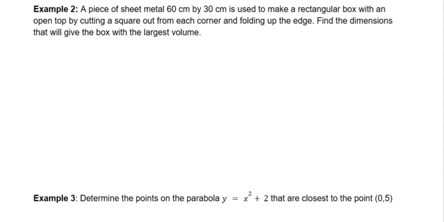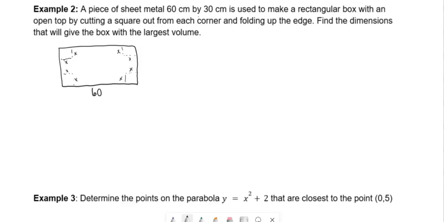A piece of sheet metal that's 60 by 30 is used to make a rectangular box with an open top that's made by cutting a square out from each corner and folding the edge up. So let's draw a diagram first. And so I'm going to cut out a square from each of these corners. And then I'm going to make a fold. I'm going to fold this edge up and I'm going to throw away this material here. And this is going to represent the height of the box. Okay. This is 60 and this is 30.